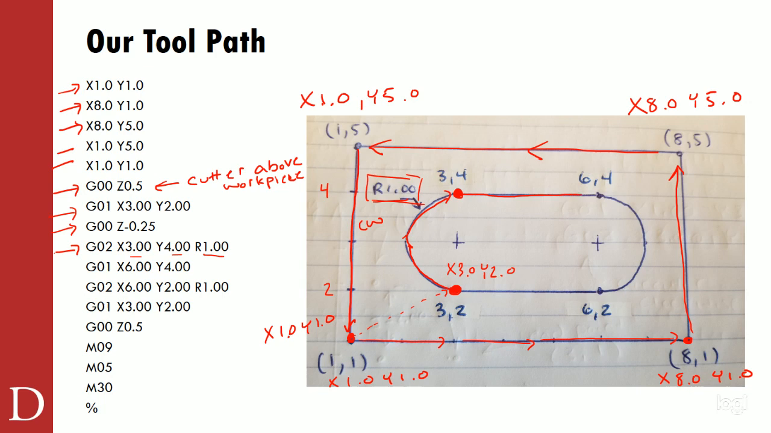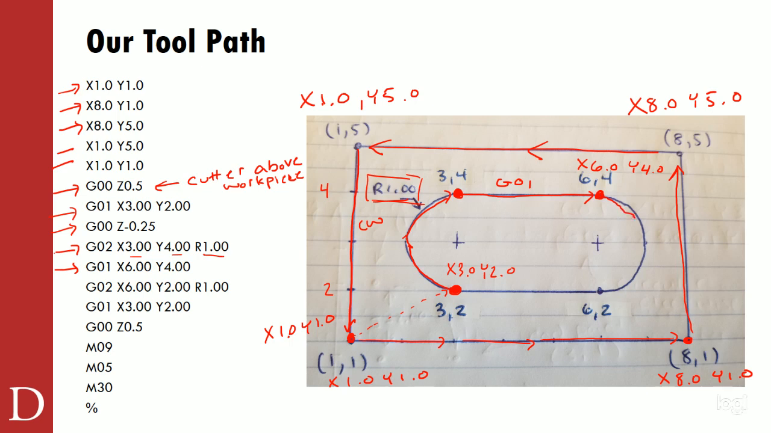I'm going to go all the way over to 6.4. So this will be X 6.0, Y 4.0. And I know I need a G01 to get there. So it's a G01, a linear interpolation over to 6.4. That looks good.